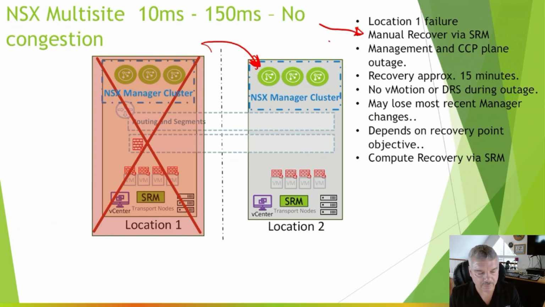So we do have a management plane and control plane outage. Recovery here is going to take about 15 minutes, probably a little bit longer than that, because we basically have to start up these VMs, the copies of them. Again, while the management control plane is down, there's no vMotion or DRS. You may lose most recent manager changes. What are we talking about here?